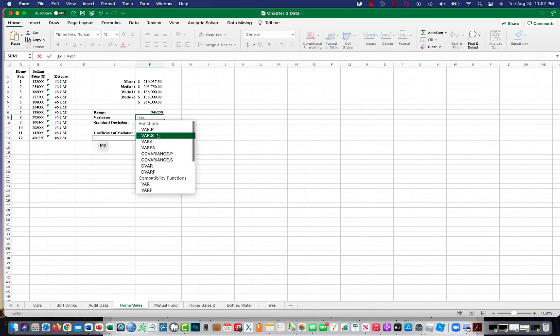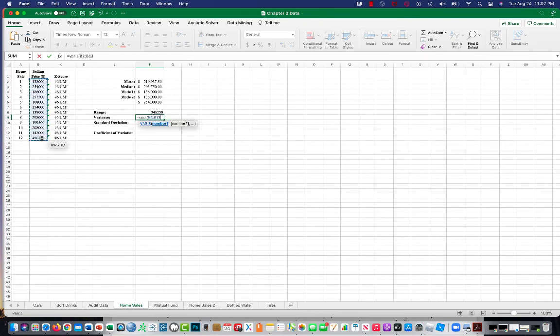For the variance, we use an Excel function called var. We have var.s for samples, and we have var.p for populations. Since we have a small sample here, we're going to use var.s and then enter the range of data. So we have a variance, and that's very high.